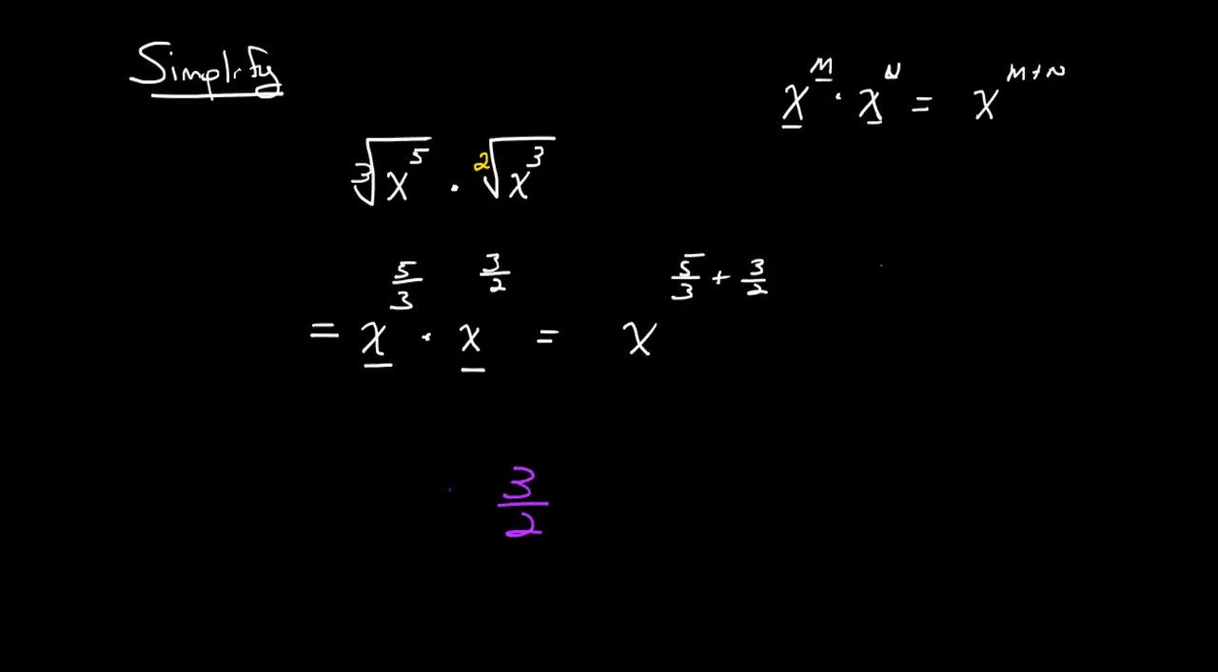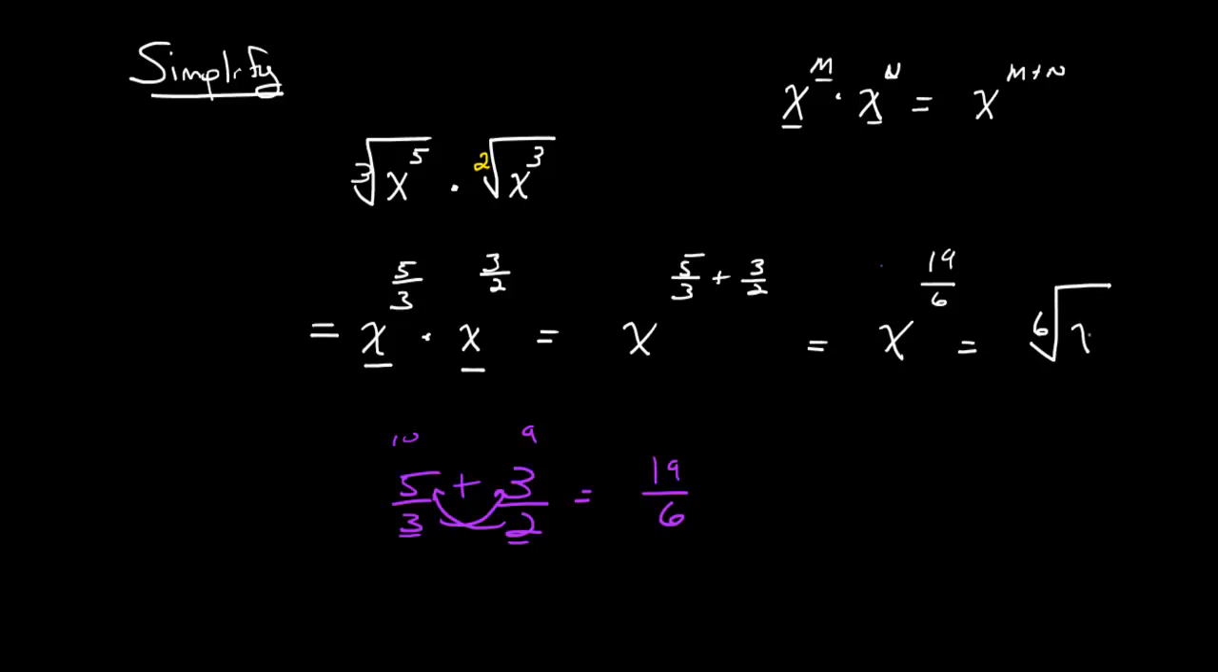We don't need a calculator to do that addition. We have 3/2, and we're adding 5/3. We know 2 times 5 gives the value of 10. 3 times 3 gives a value of 9. So I get 10 plus 9, which gives me a value of 19, all over 3 times 2, which gives me a value of 6. So this will be equal to x to the 19/6. We can rewrite this as the 6th root of x to the 19th power.